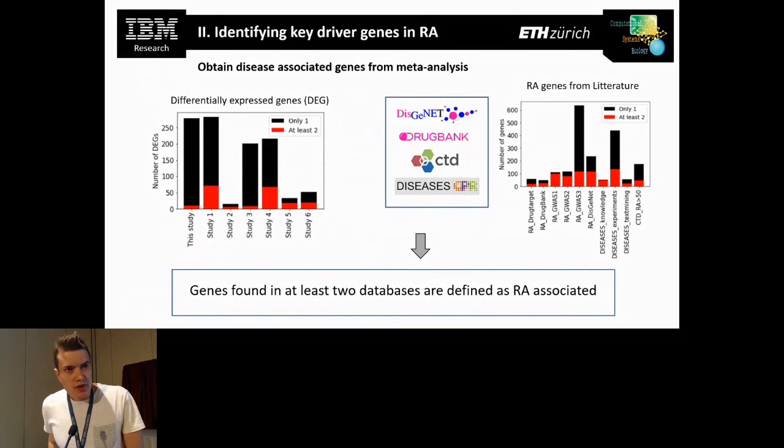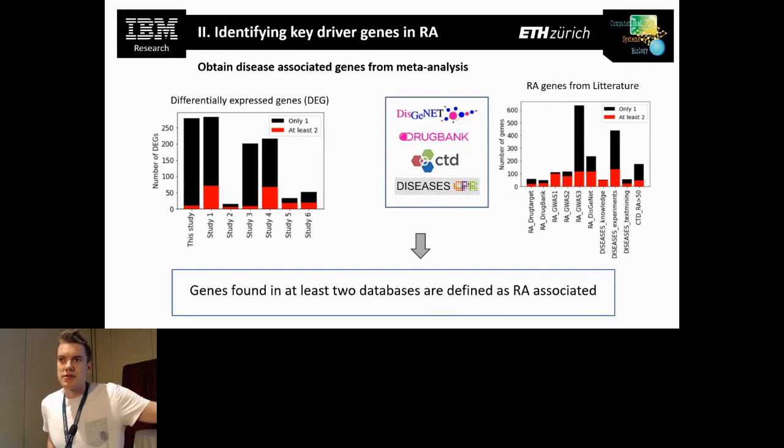For the list, because each study can have different biases, it was better to combine different studies and do some meta-analysis. So for the differential expression in the synovial tissue, I was checking the genes that are found consistently across different studies.